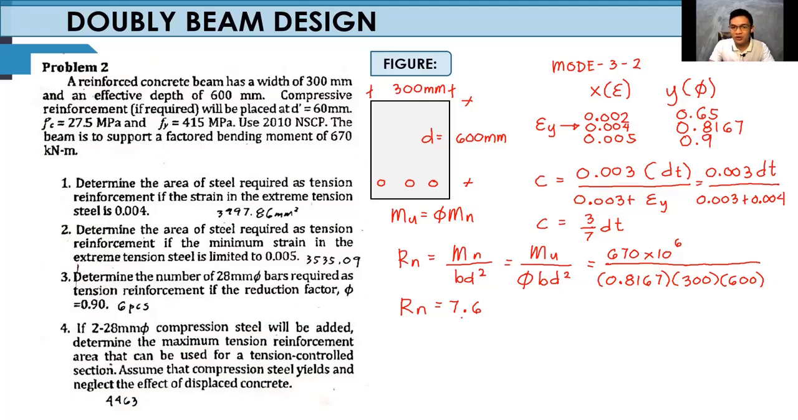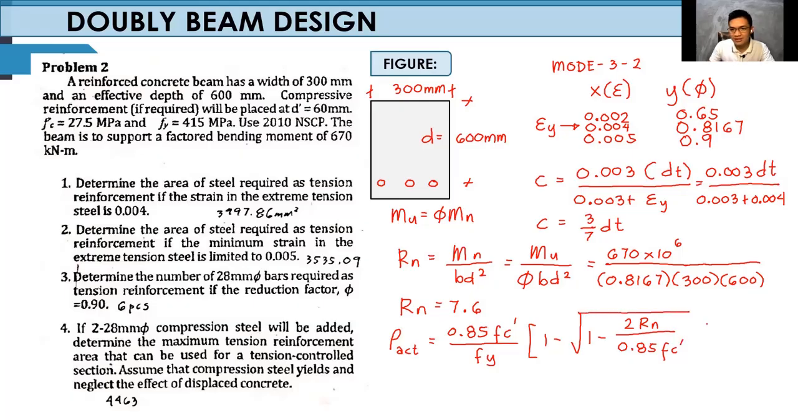Kasi right after you solve your Rn, you can solve for your rho actual, or rho required, di ba? So, yung formula natin, I hope that you can memorize that one kasi pabalik-balik lang tayo dito. 0.85 fc prime divided by fy, and then we have 1 minus the square root of 1 minus 2 Rn, divided by 0.85 fc prime. Ayan siya.